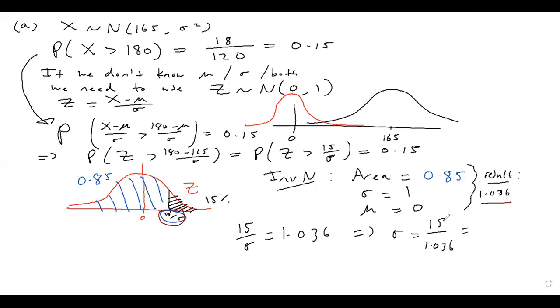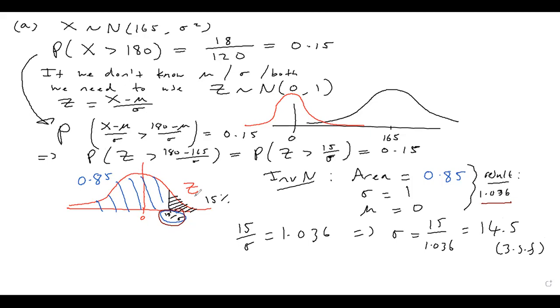You just put all that in the calculator. So 15, and then you can actually do 15 divided by answer, and you get this kind of value here. So you get a value about 14.5 roughly. So we'll just say 14.5 to 3 significant figures. Okay, so that's going to be our sigma. So that's the standard deviation of our distribution.